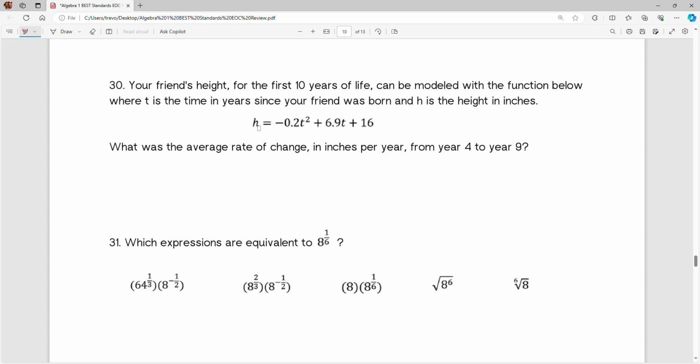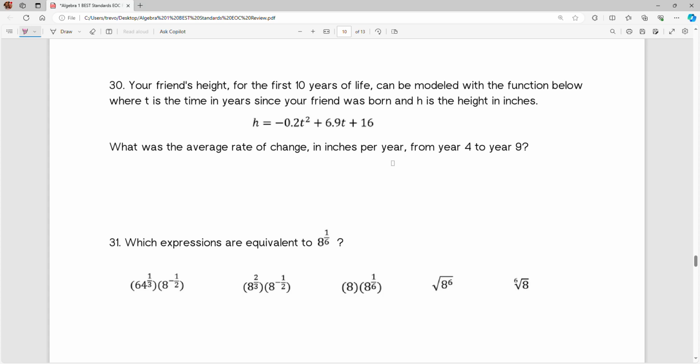h equals negative 2/10 times t squared plus 6.9 times t plus 16. What was the average rate of change in inches per year from year 4 to 9?